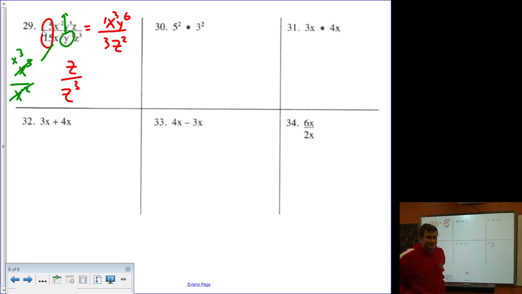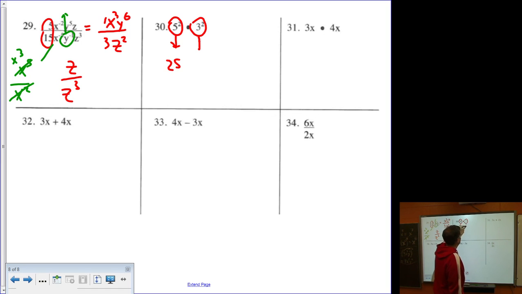Number 30, there is no exponent property that works for number 30. You simply need to solve it using the correct order of operations, PEMDAS. You would first need to do this exponent, 5 to the second power. You would do this exponent, 3 to the second power is 9. And finally, you would multiply your results together. 9 times 25 is 225.